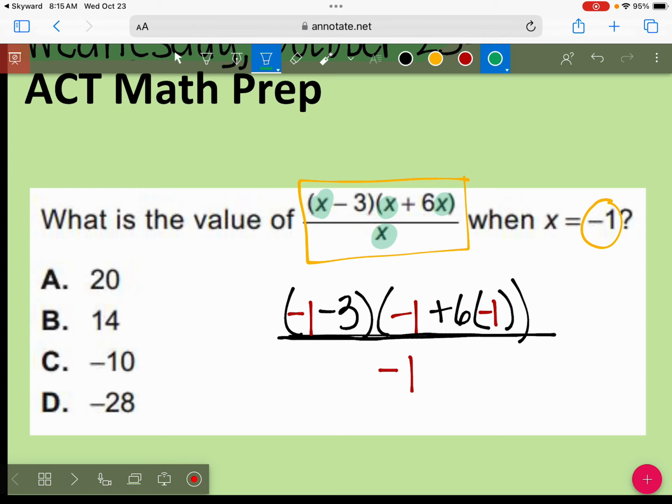Thumbs up when you have an answer. All right, who would pick A, B, C, D? All right, good. If you type it in, you should get -28.